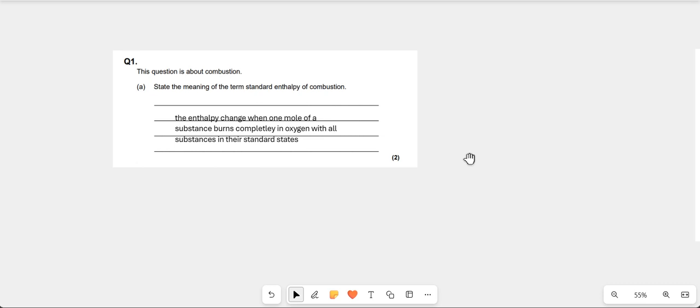You can't just say it burns in oxygen. You need to say completely, because it could be incomplete combustion, with all substances in their standard state. Alright, calm. Next one.